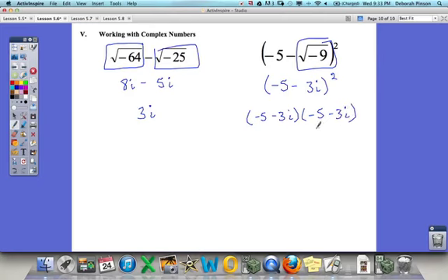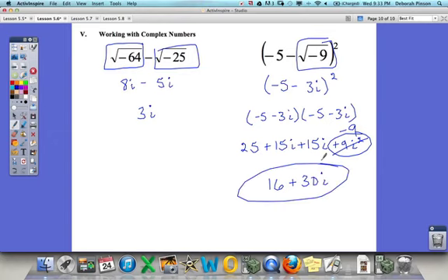And then we'll go through and FOIL this together. So first, outside, inside, and last. Okay, plug in -1 for the i squared, and I have 25 minus 9 is 16, and adding up the i's here, 30.